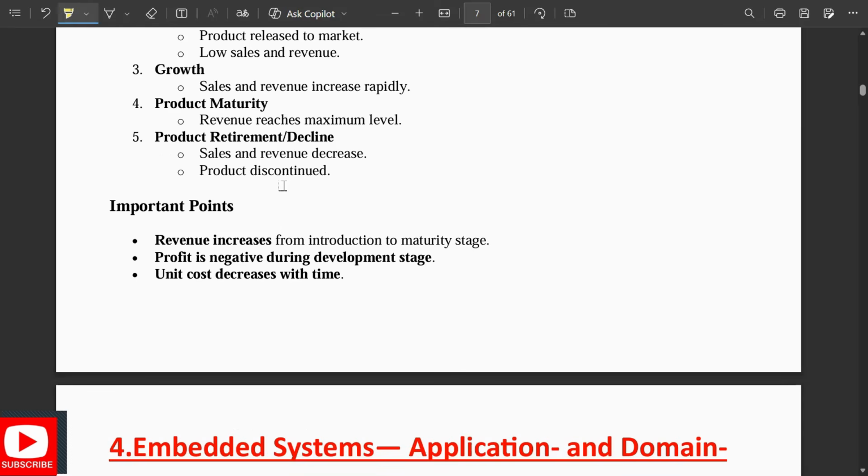Profit is negative during the development stage. Unit cost will decrease with time.